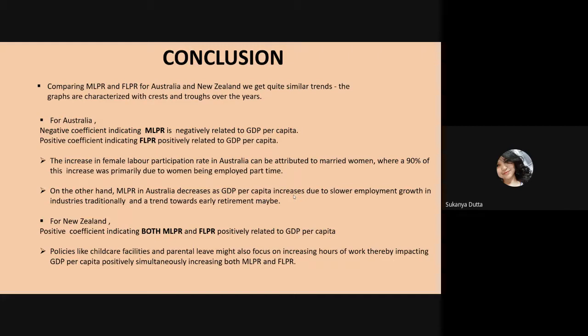On the other hand, MLPR in Australia decreases as GDP per capita increases due to slower employment growth in industries and a trend towards early retirement. For New Zealand, the slope is positive for both males and females, meaning that labor force participation rate is positively related to GDP per capita for both males and females. Policies like childcare facilities, parental leave might also focus on increasing hours of work, thereby impacting GDP per capita positively, simultaneously increasing both MLPR and FLPR. Thank you. This concludes our presentation.